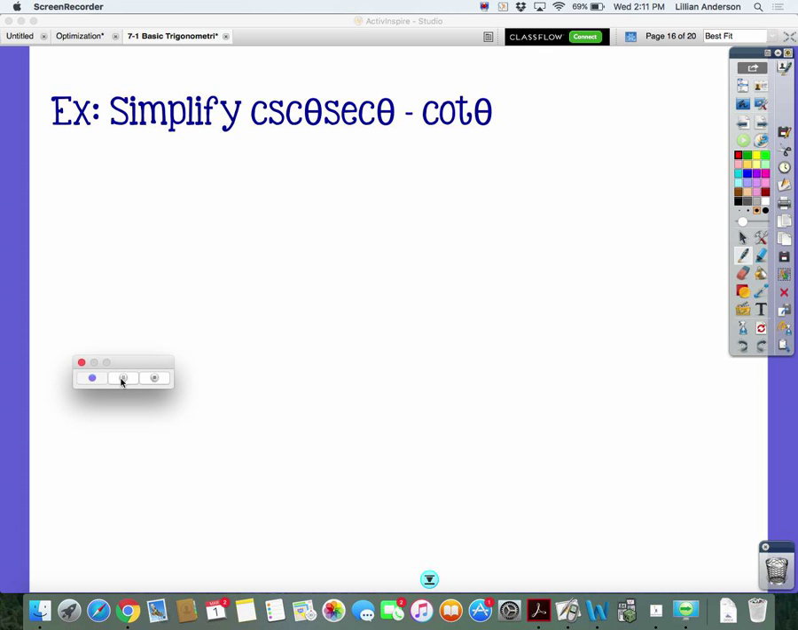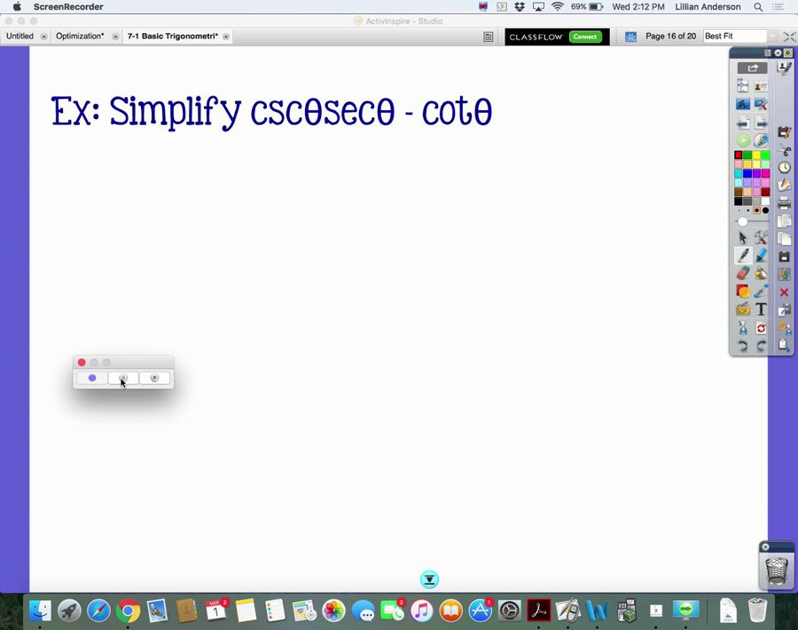So, you're going to use your identities to simplify these things. So we have cosecant theta times secant theta minus cotangent theta, okay? One thing that could be a little bit helpful to you when you are simplifying is getting your terms into sines and cosines only, okay? Cosecant theta is the same thing as saying what?